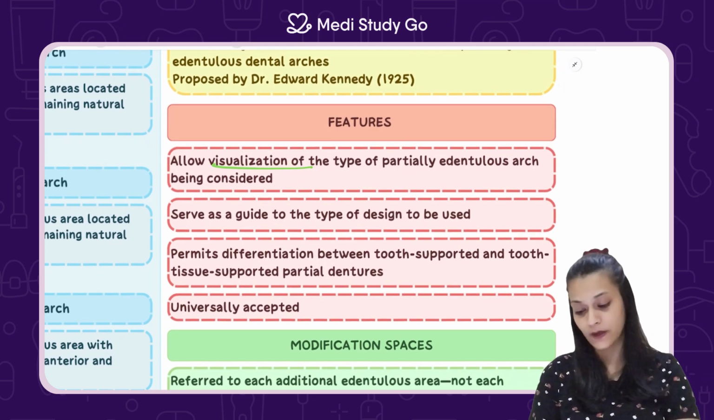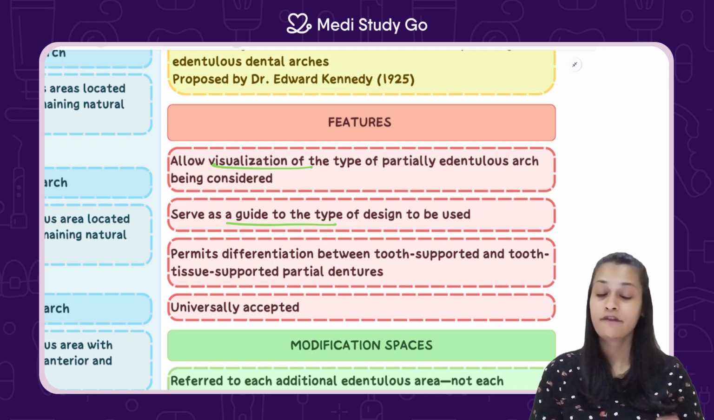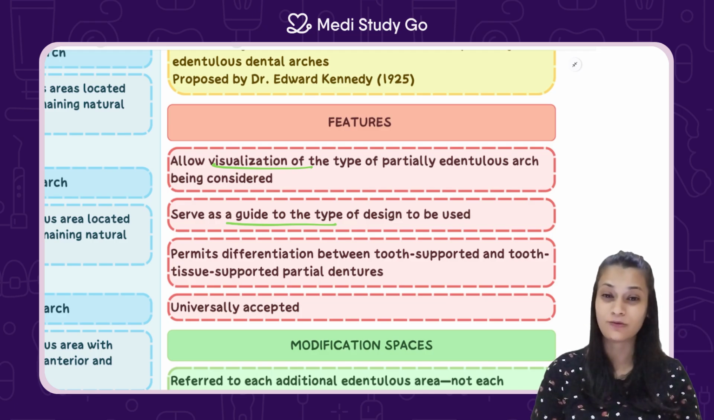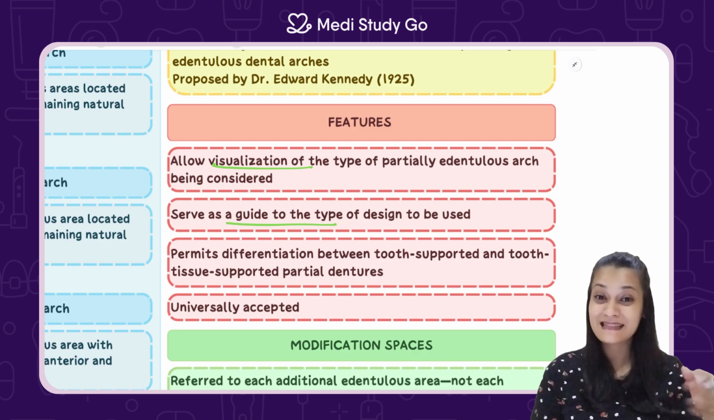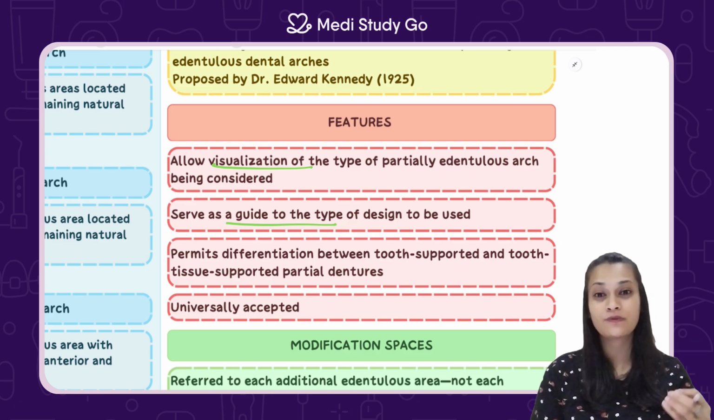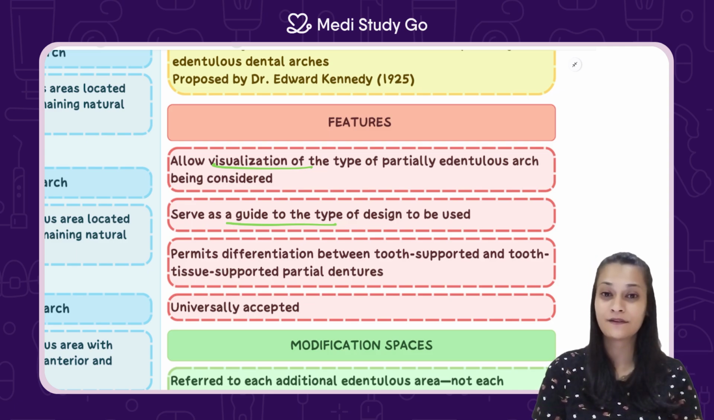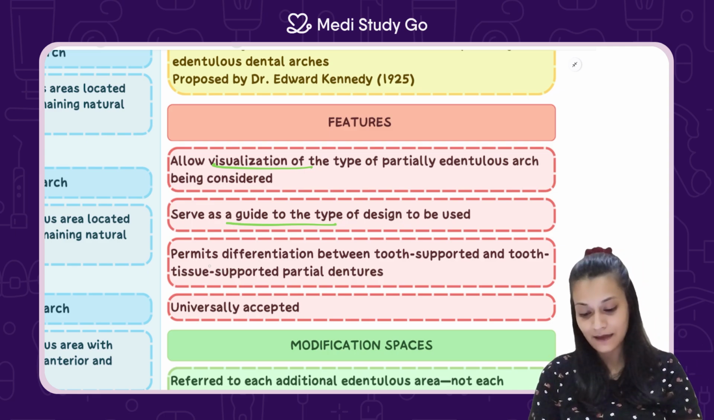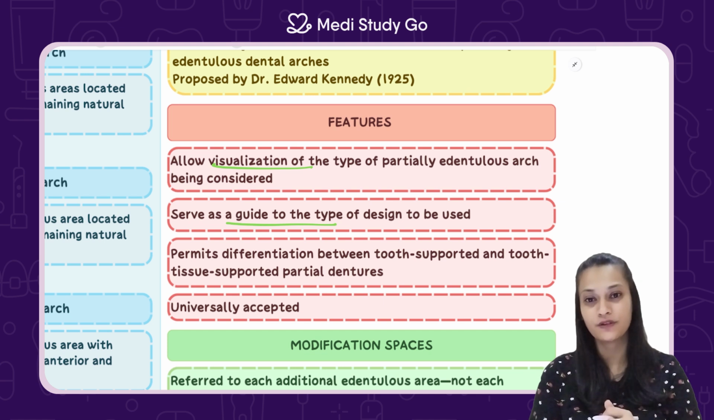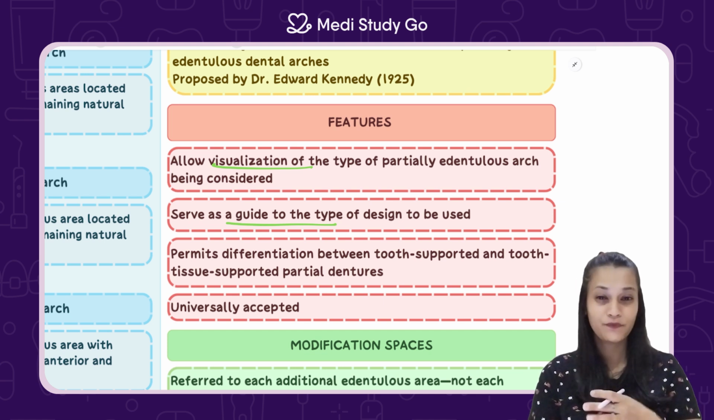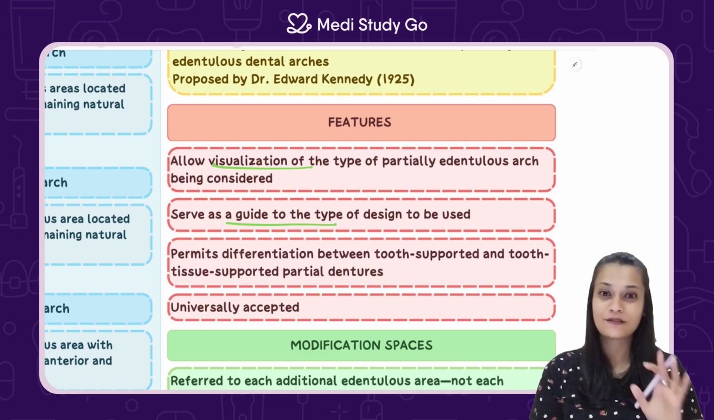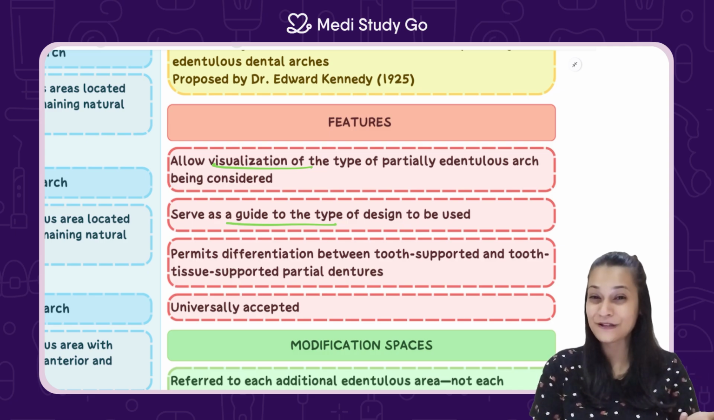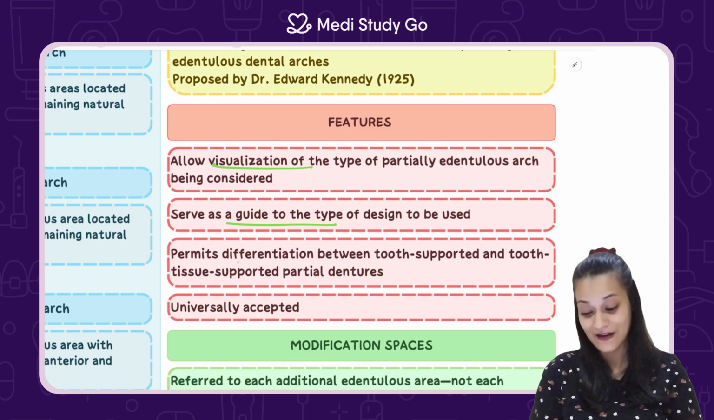At the same time, it's going to serve as a guide. Now, if I know that for class 1 and class 2, it's a distal extension case, I will need something special. I will want to record a special impression. The designing is simplified. I will want to incorporate certain types of direct and indirect retainer. I am just categorizing the designs. At the same time, it's going to help us differentiate if it's going to be tooth supported, tooth and tissue supported, or something else. Precision attachment, clasp attachment, all of this.